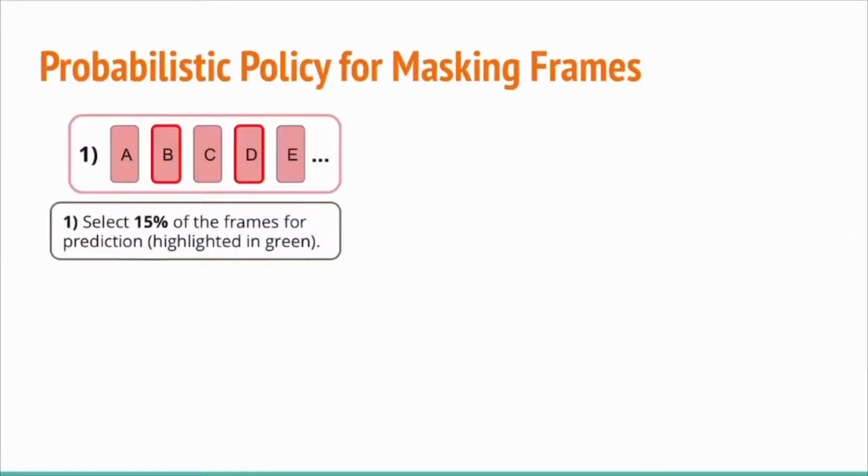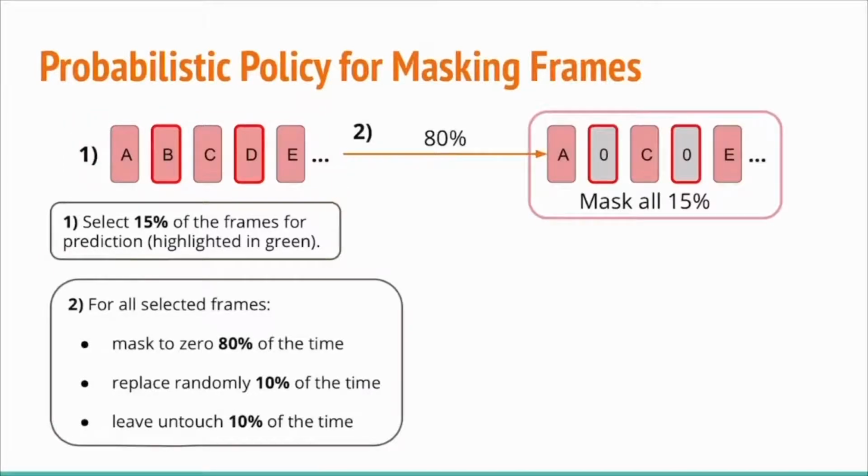Here I will introduce how we mask frames at random. During training, we use a probabilistic policy to generate masked frames dynamically. We illustrate the policy and the process on this page. In the first step, we randomly select 15% of the input frames for masking. In the second step, for all the 15% selected frames, we roll the dice again. For 80% of the time, we mask all the frames to 0.